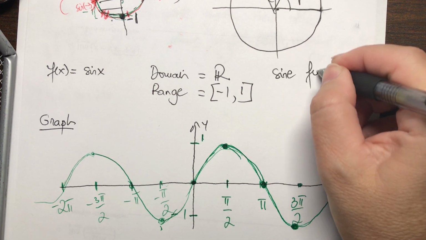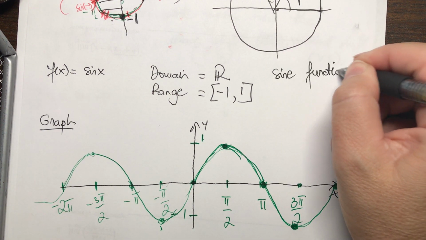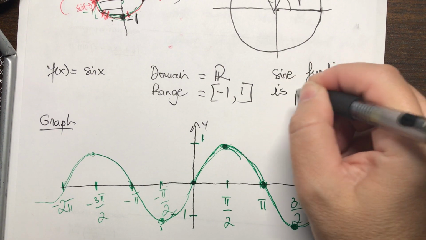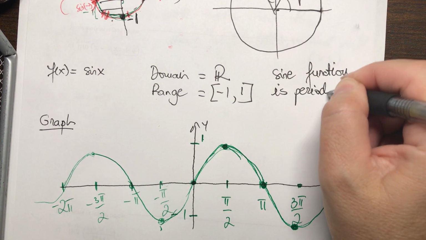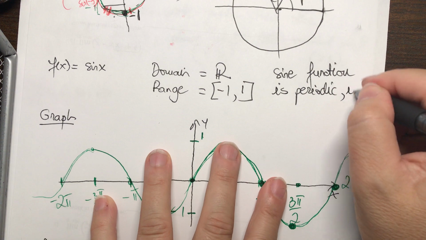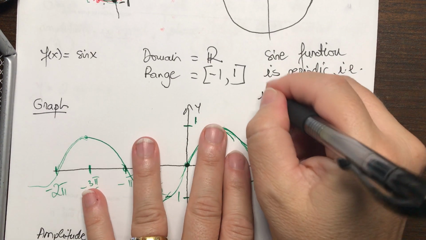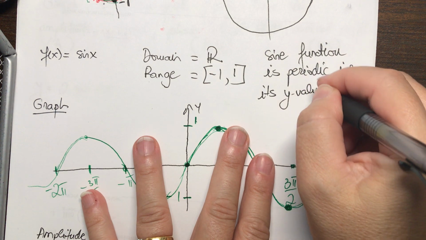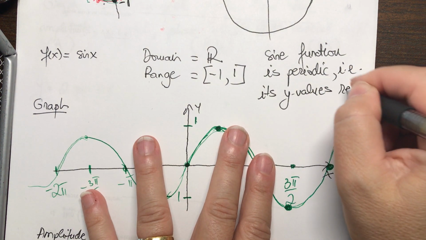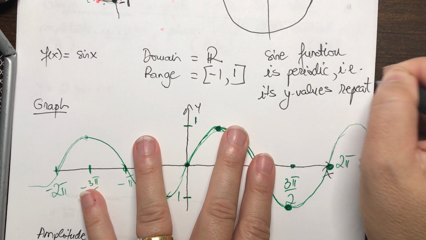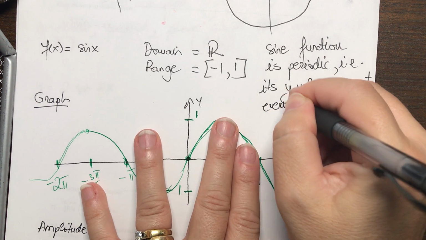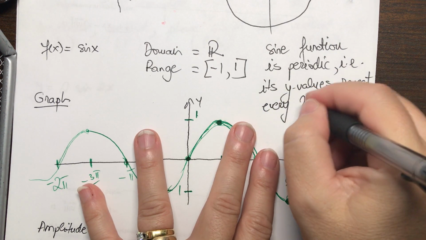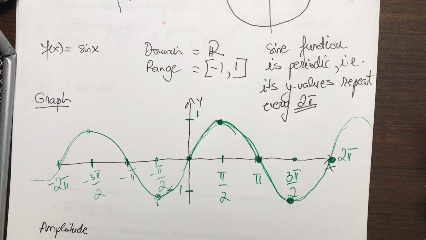All right, so the sine function is periodic. In other words, what does it mean? Its y values repeat every period, and our period is 2 pi, okay?